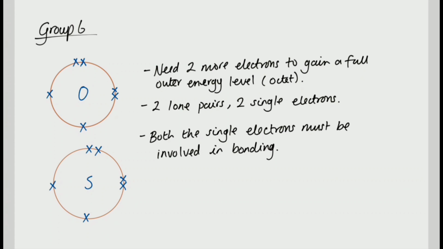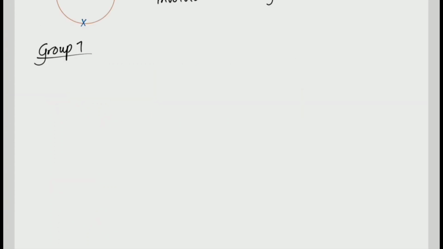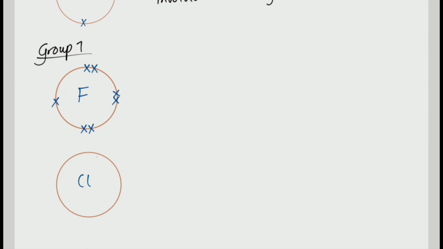Now let's look at group 7. Group 7 elements are fluorine and chlorine. That's the 2 examples we're going to give. So here fluorine and chlorine are both in group 7, and as they're in group 7 they'll have 7 outer shell electrons, and we'll draw the electrons here quickly. 1, 2, 3, 4, 5, 6, 7 for fluorine and 7 for chlorine. So because they've got 7 outer shell electrons, they'll only need 1 more electron to get a full outer energy level and form the octet.